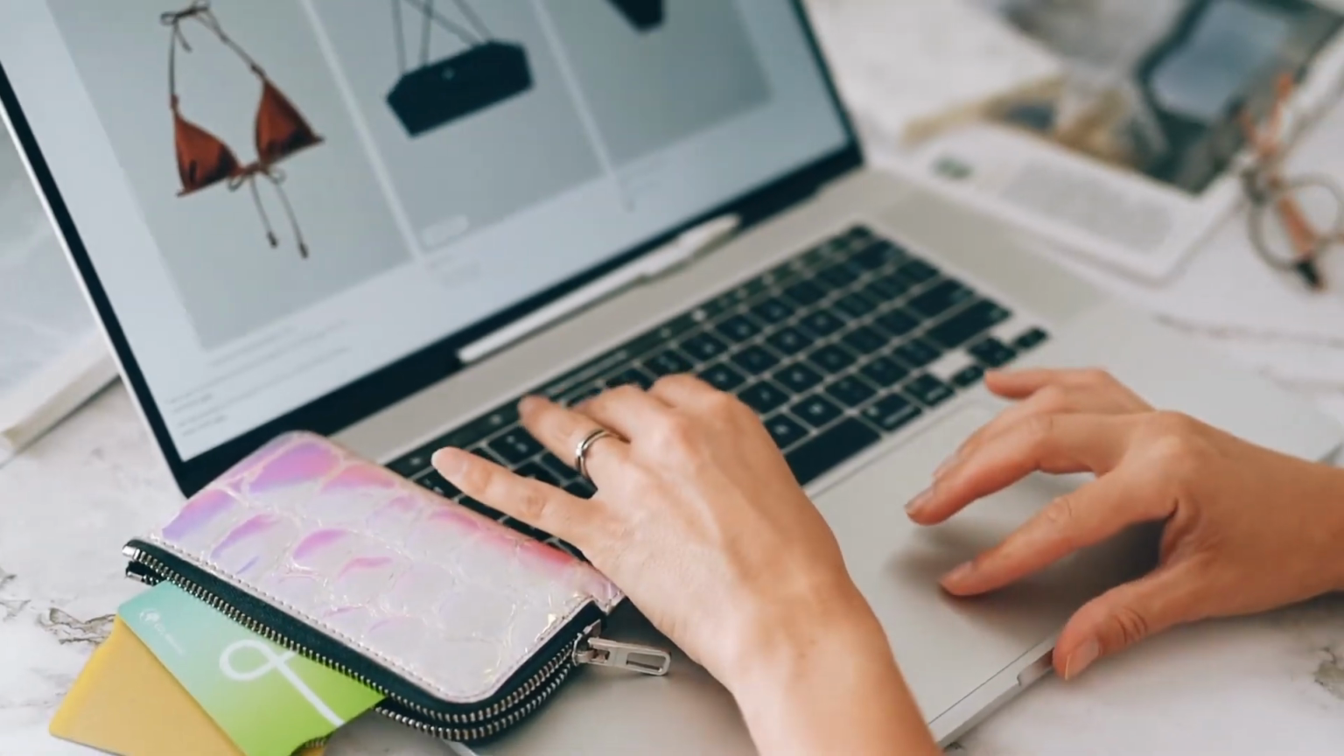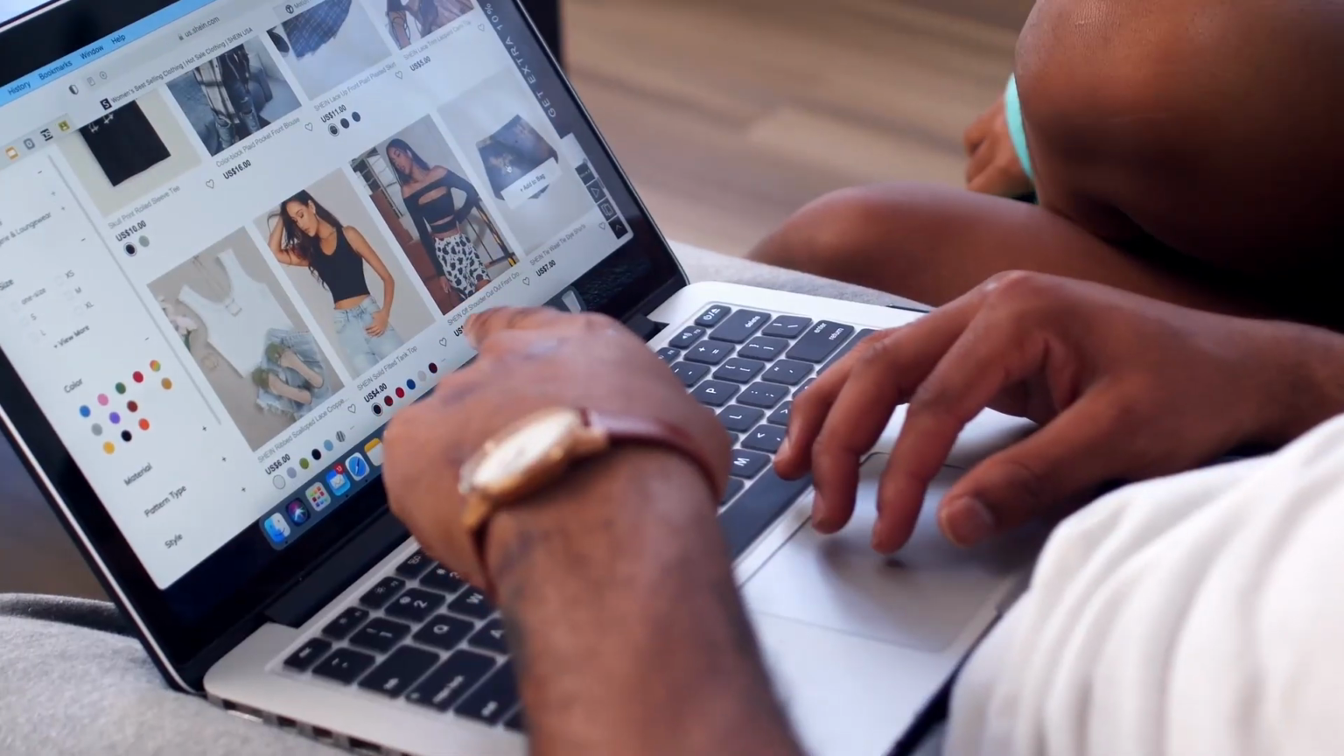Dropshipping is a booming business right now, but for you to succeed in dropshipping, you need to create a killer dropshipping store. So let's take a look at some of the tips and best practices that you can use to design a dropshipping store that actually converts.